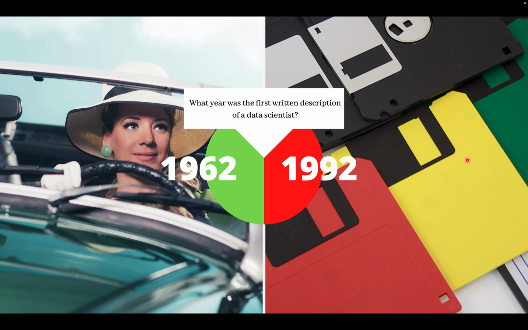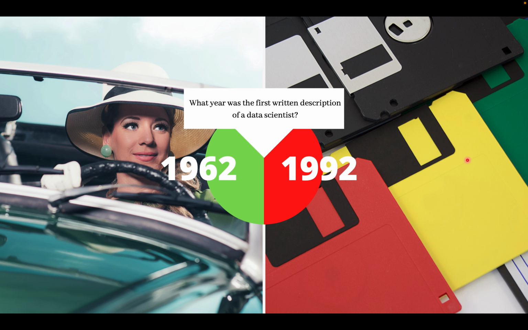So the first question, what year was the first written description of a data scientist? 1962 or 1992? Please fill out the Google form. Please don't change your answers. There's no grades in this class. We just want participation. That's the only way that we are grading or judging you on a scale. So please just put the first answer, and if it's wrong, that's okay. That's totally okay. Get used to being wrong.